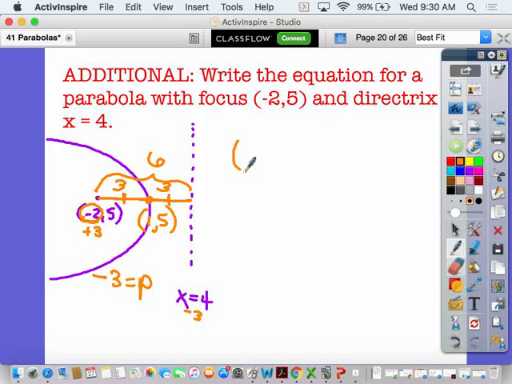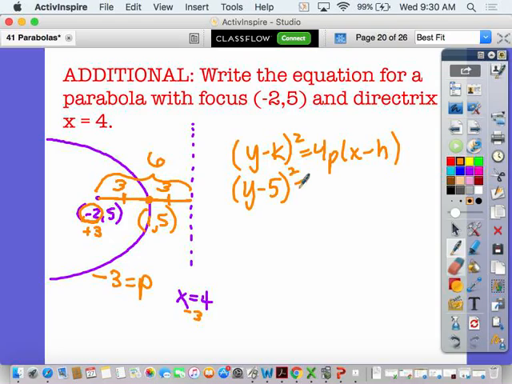So my general equation is what? The general, before we plug in things. (y minus k) squared equals 4p times (x minus h). Alright, so how about this? Plug it in for me. We have (y minus 5) squared equal to -12 times (x minus 1), and that is our equation there. Good job.